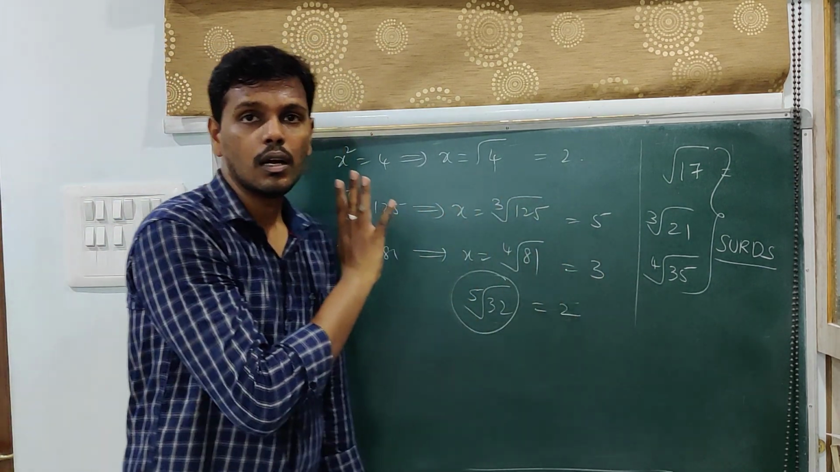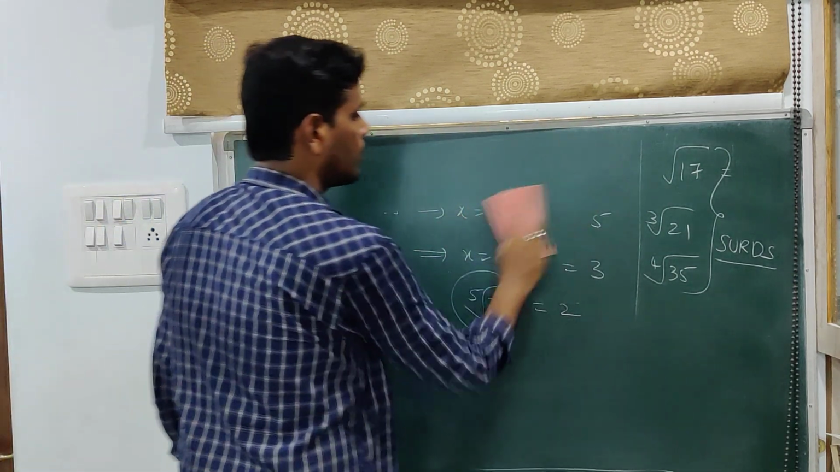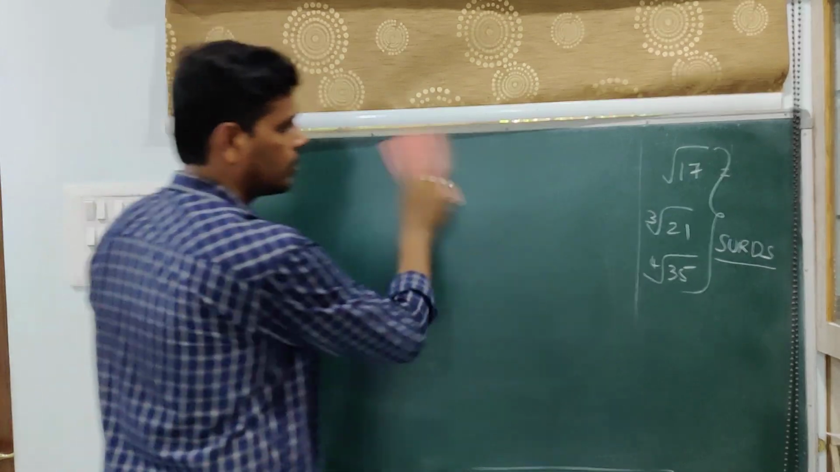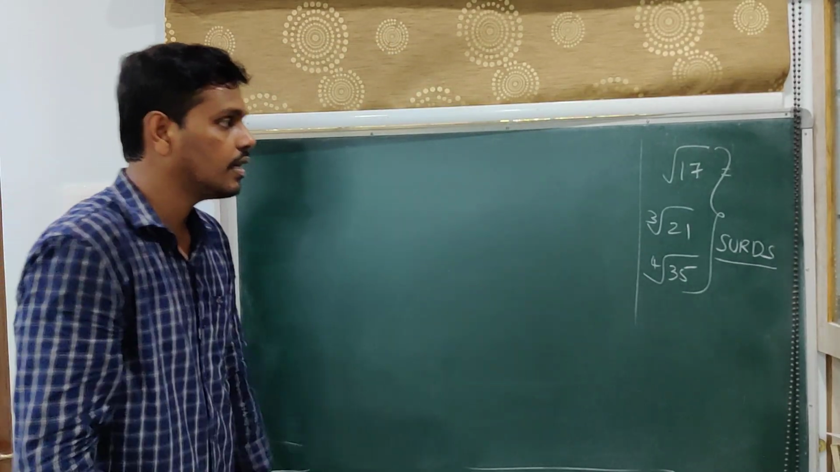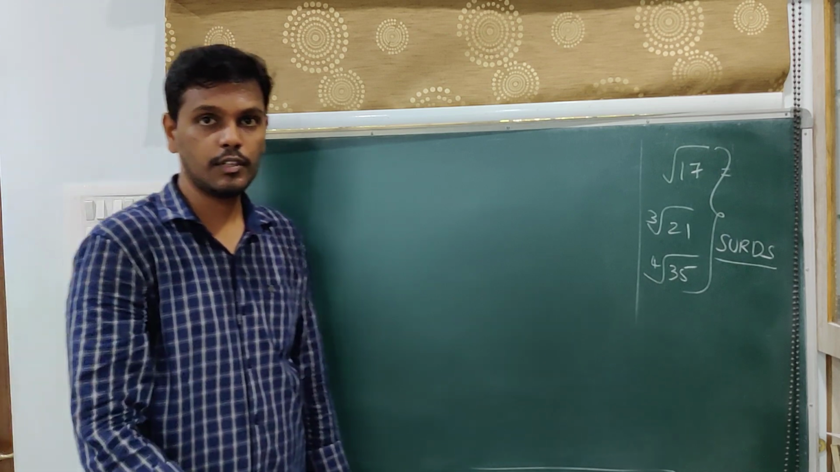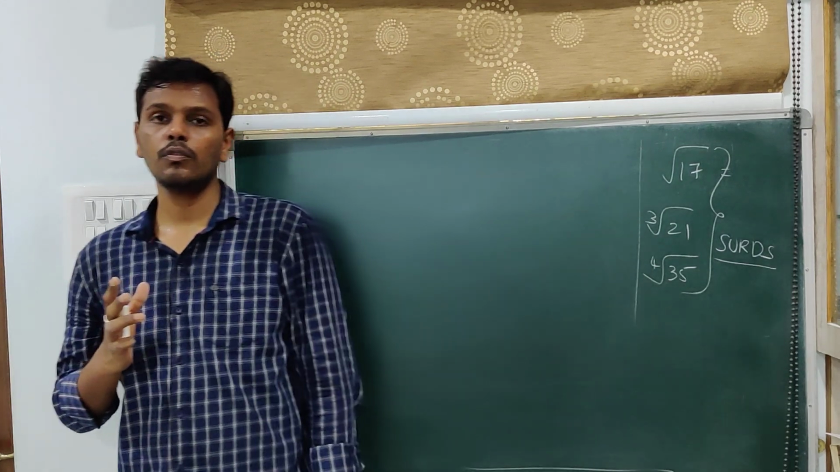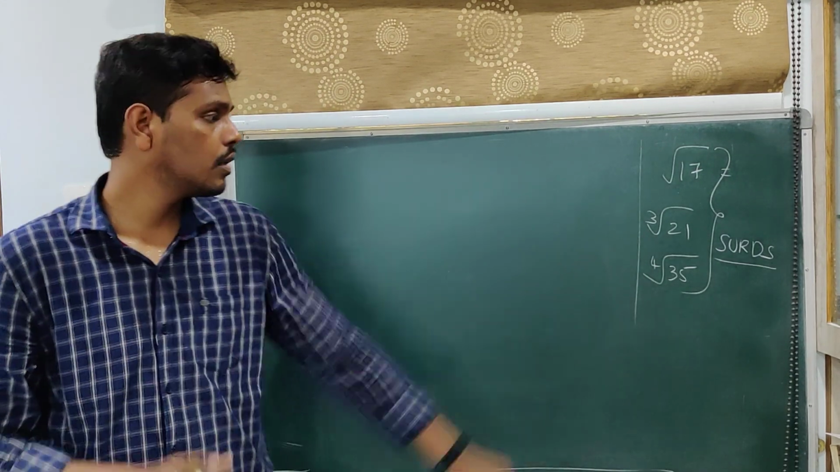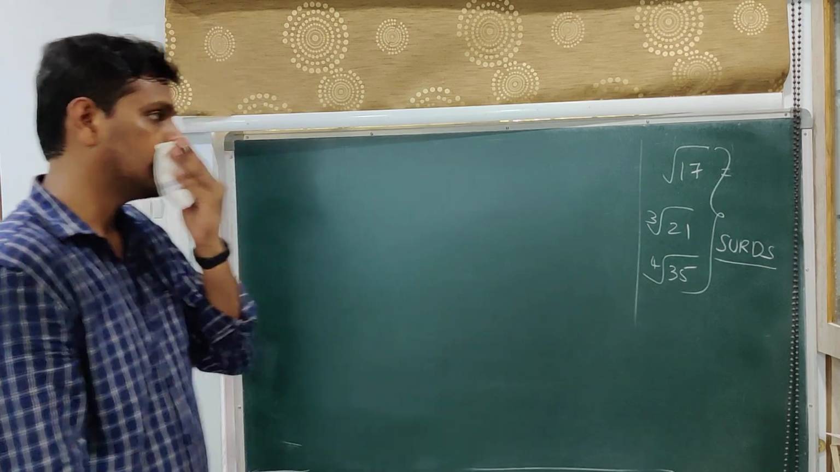Now let us define it formally. Okay, so let me define these surds formally. Informally, what we have defined is: if given a number, you are not able to extract the root of that number, we are calling them surds. Now how to define it formally? Okay, look into that.